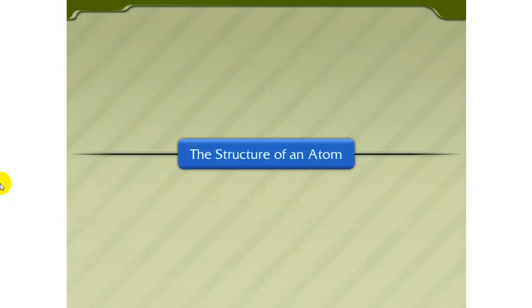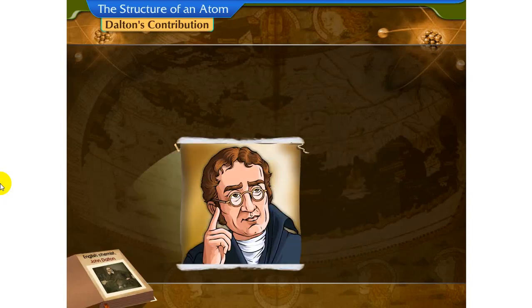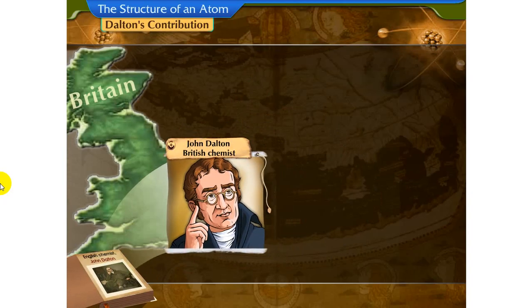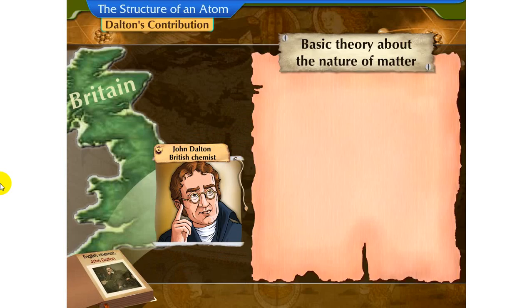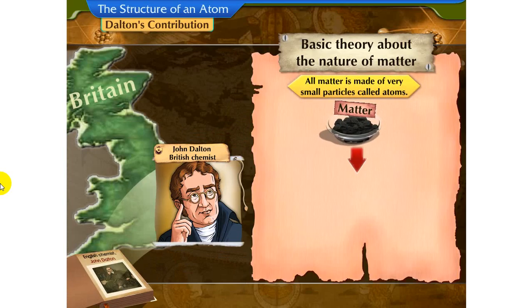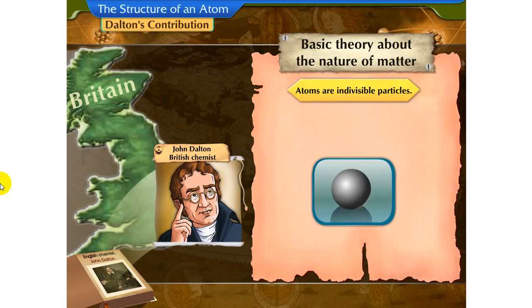The structure of an atom. Dalton's contribution. In 1808 AD, Dalton, a British chemist, provided his basic theory about the nature of matter. According to his theory, all matter is made up of very small particles called atoms. Atoms are indivisible particles which cannot be created or destroyed in a chemical reaction.